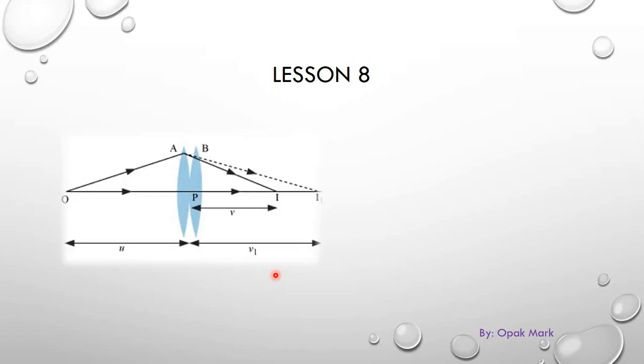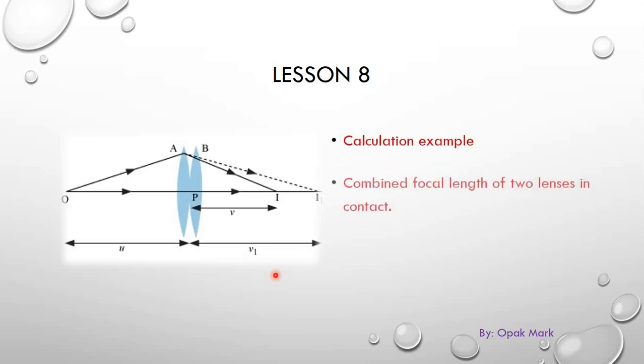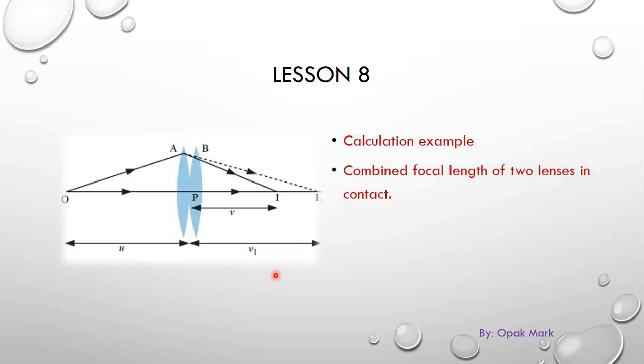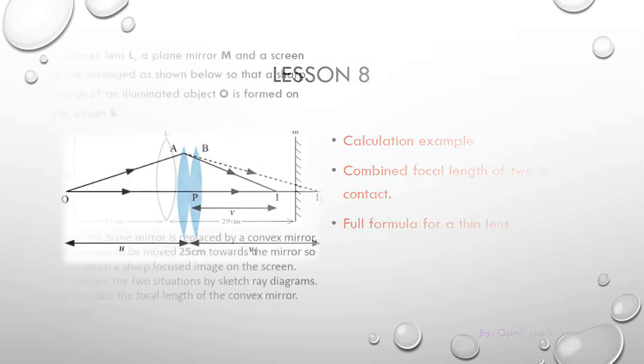Hello, welcome to lesson 8. In this lesson, we are going to look at a calculation example, and then we shall look at the combined focal length of two lenses in contact, and then last we shall look at the full formula for a thin lens. Let's look at this calculation example.